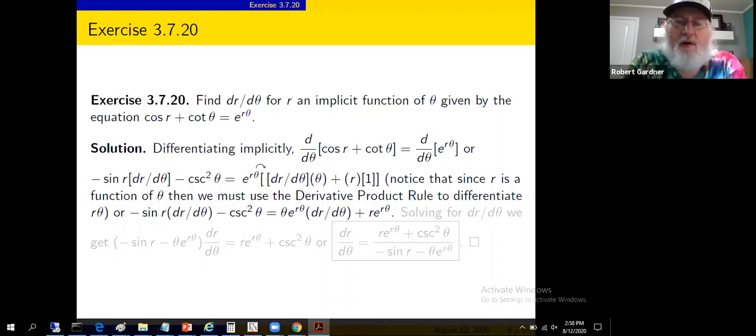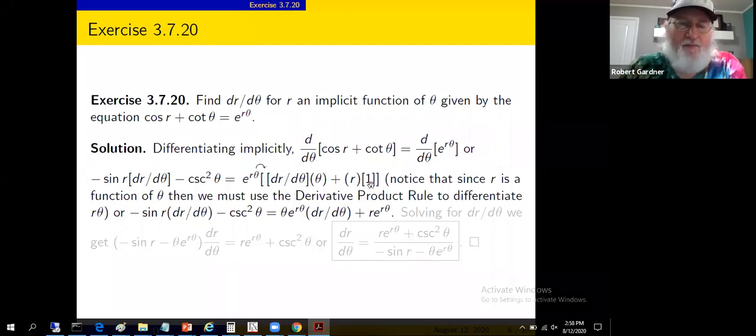Derivative of r times theta, r being a function of theta. I don't know what it is, but it's given implicitly by that equation. So we've got a product of two functions of theta. One of them's r and the other one's theta. Then we need the product rule. We'll have derivative of the first. What's the derivative of r with respect to theta? I don't know. In fact, that's what I'm looking for. Derivative of the first times the second, plus the first, r, times the derivative of the second. Derivative of theta with respect to theta is 1.